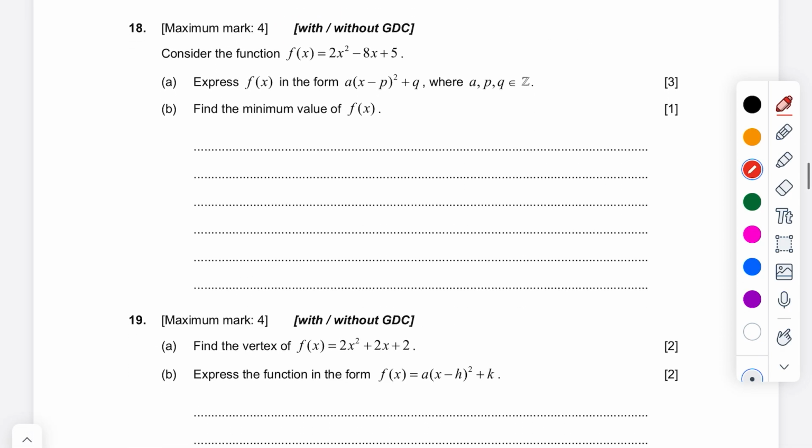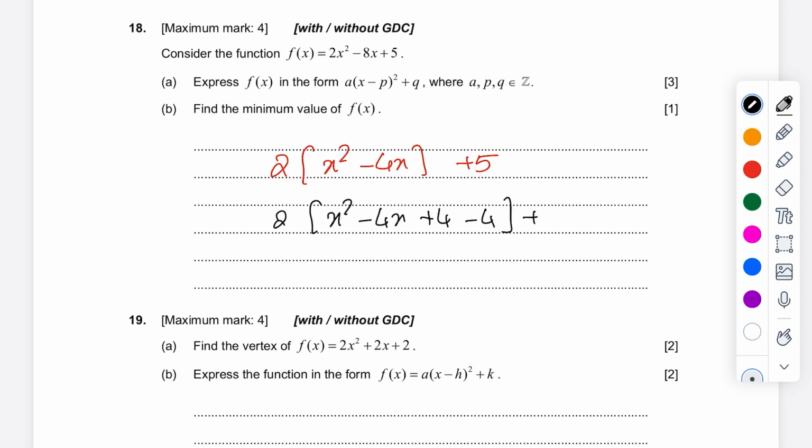Next, question number 18. Write down this one in the vertex form. So take 2 common, x square minus 4x plus 5. Then 2 bracket x square minus 4x plus 4 minus 4 plus 5. So it becomes 2 times of x minus 2 whole square minus 8 plus 5. These three terms will become x minus 2 whole square. So my answer is going to be nothing but what? 2 times of x minus 2 whole square minus 3.